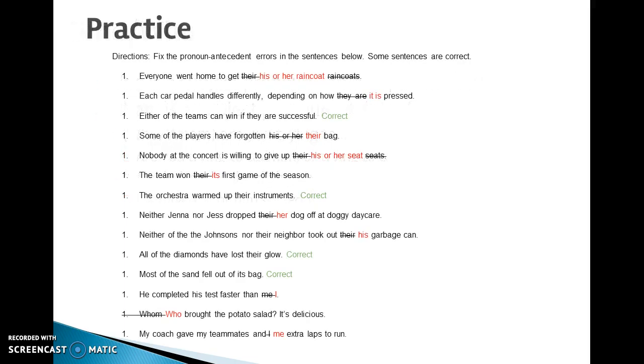So take a moment, pause this if you haven't completed it yet, complete the exercise on the back, use this page to check your answers, and please let me know if you have any questions.